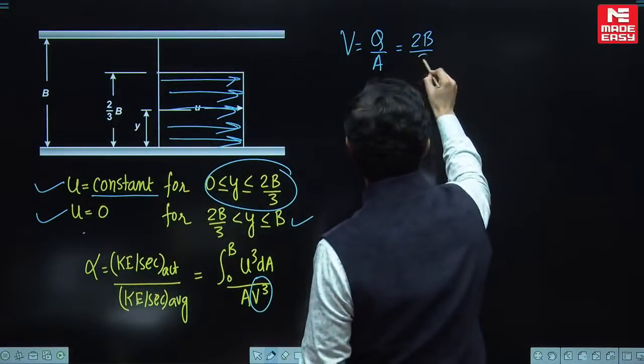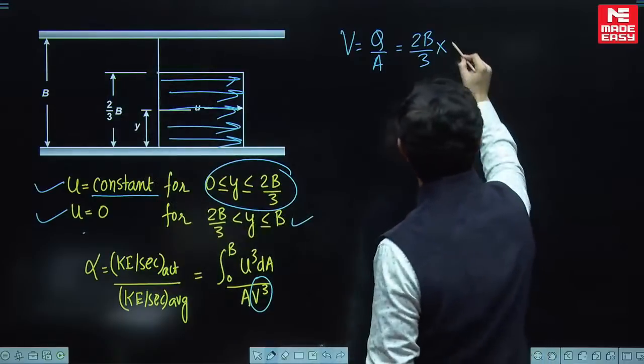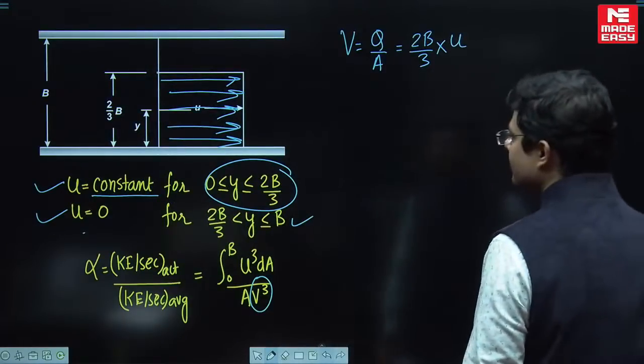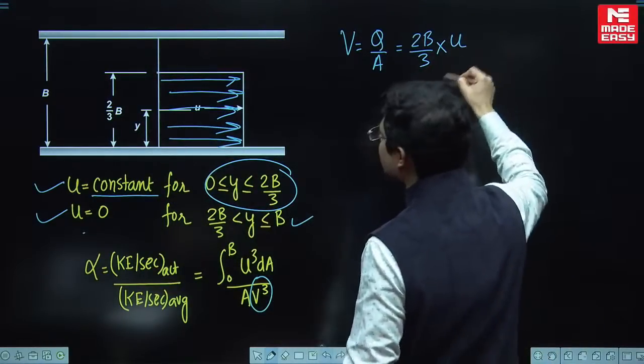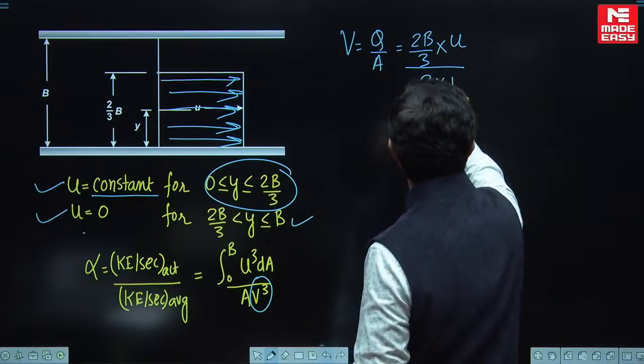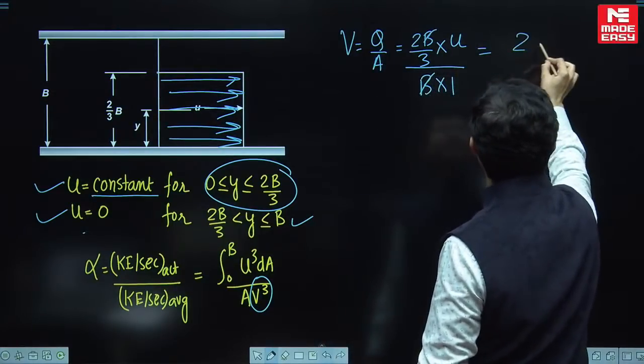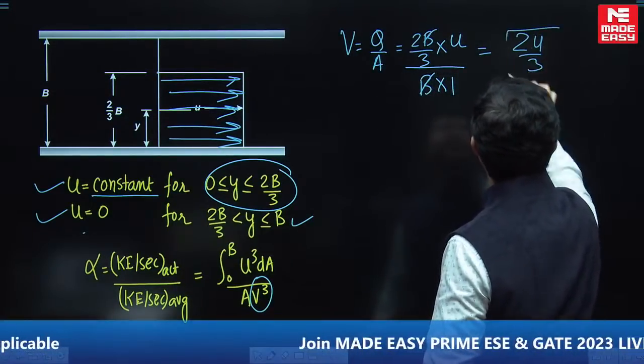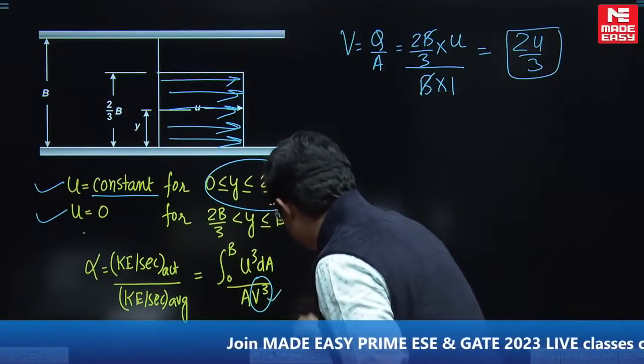So 2b by 3 into velocity. Velocity is how much? u. Velocity is u, that's it, because the other is 0, divided by area. Area of the conduit is b cross 1. So what is the average velocity? 2u by 3 is the average velocity. So average velocity you have got.